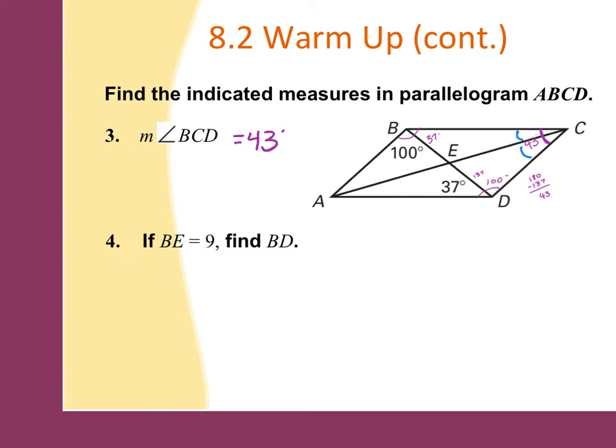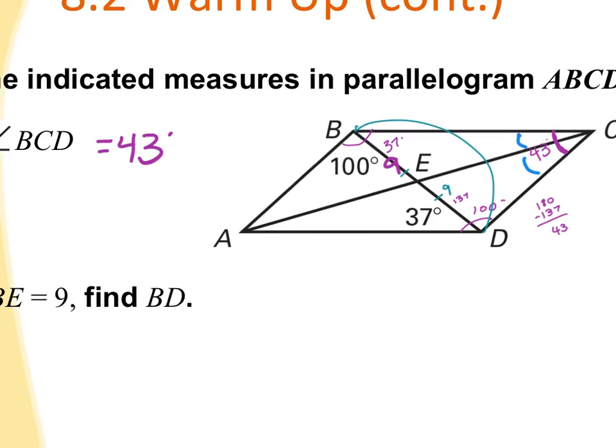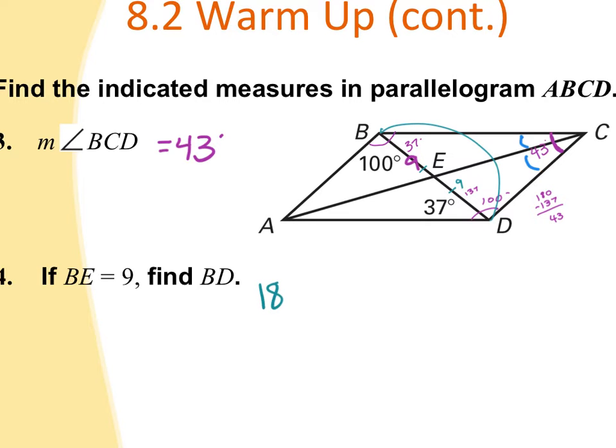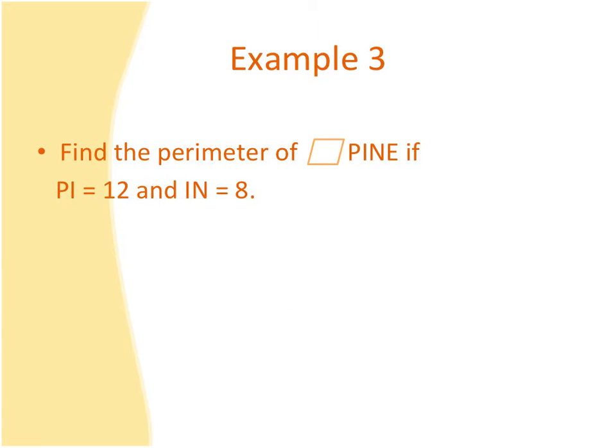And then it says if BE is 9, find BD. We said that what's true about these diagonals? Good, they bisect each other. So if that's 9, then this is 9, and the whole diagonal would be 18. Good. And then the last one's just like the question that we did. My bad, I should have taken that side off. We did this one yesterday.